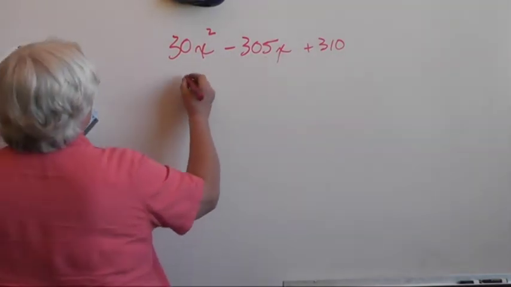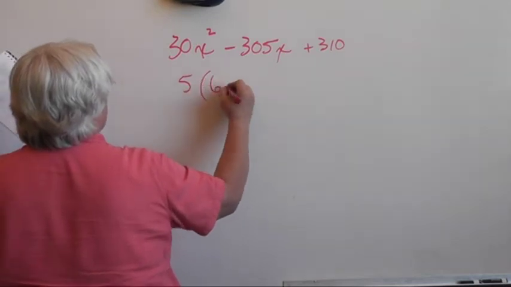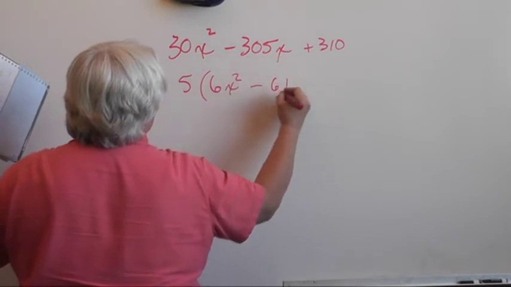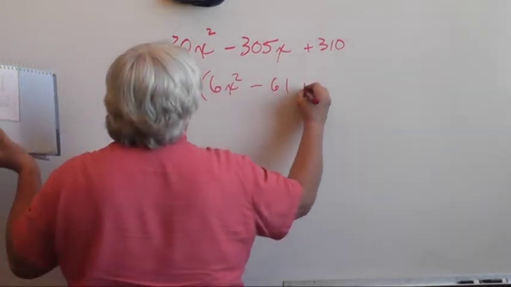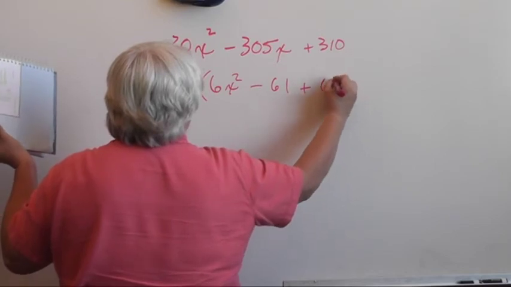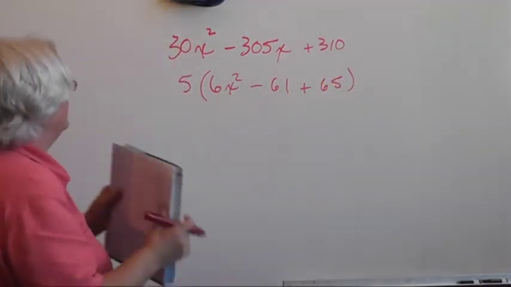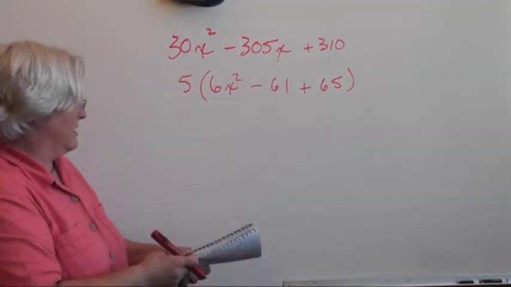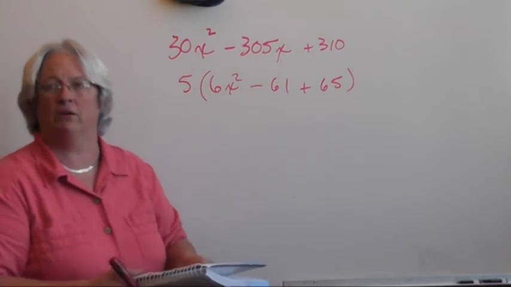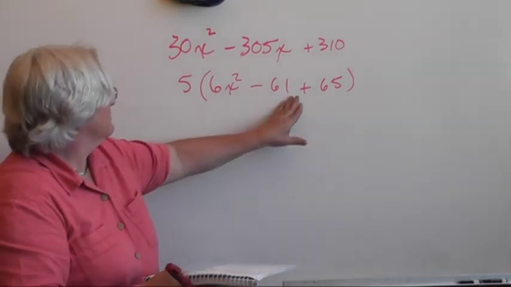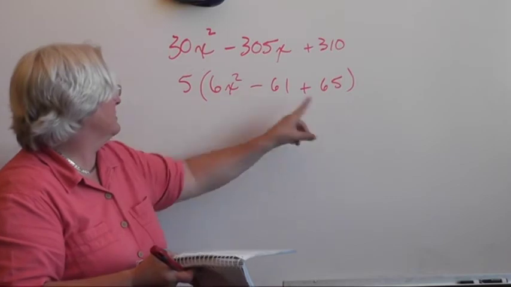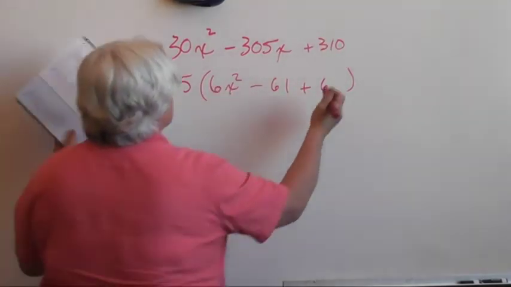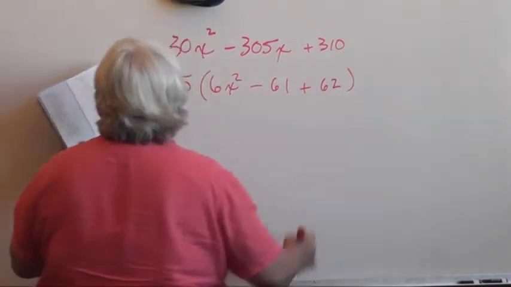So let's factor out 5, and that becomes 6x squared minus 61x plus 62. Let me make sure that I got that one right. 5 times 61 is 305, and 5 times 62 is 310. That should be 62.